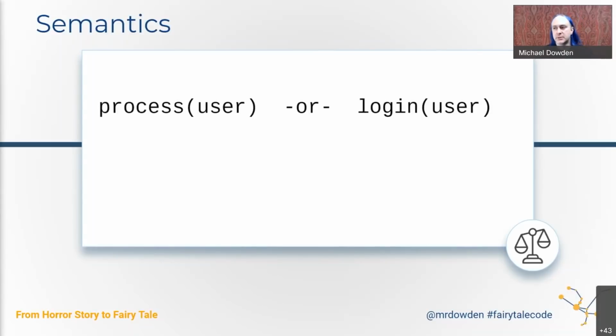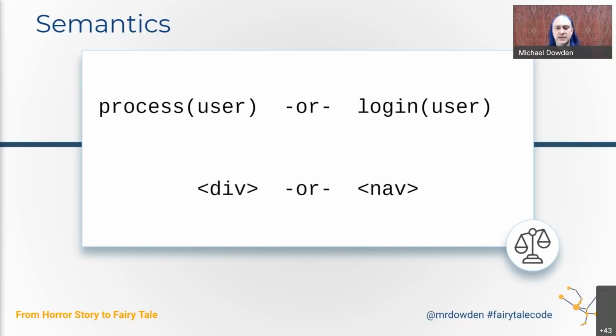In code, this refers to choosing the right words and structures to convey that intended meaning. So for example, if I use process user, that is not very semantically meaningful. It just tells me that I'm doing something. It could just as easily say do stuff. Doesn't mean anything. But login user, login means something. It's telling me what's happening with that user.